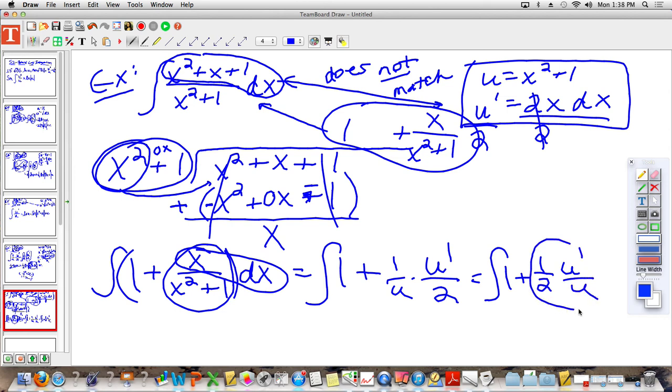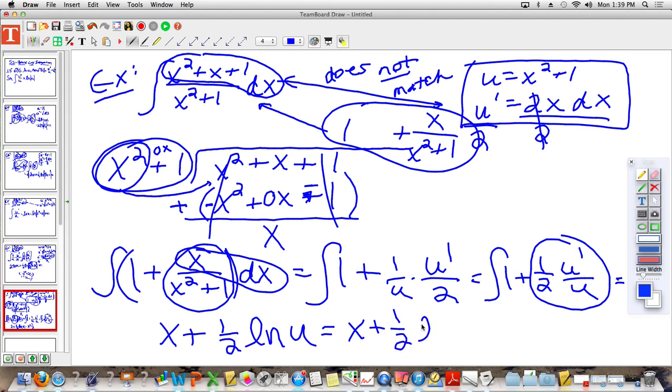Well, what is the integral of 1 half u prime over u? 1 half ln of u. All right. What's the integral of 1? x. It is x. So this means x plus 1 half the ln of u, which is the same thing as x plus 1 half the ln of x squared plus 1. Let's talk about that.